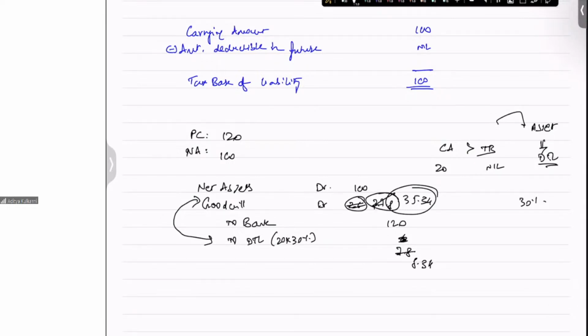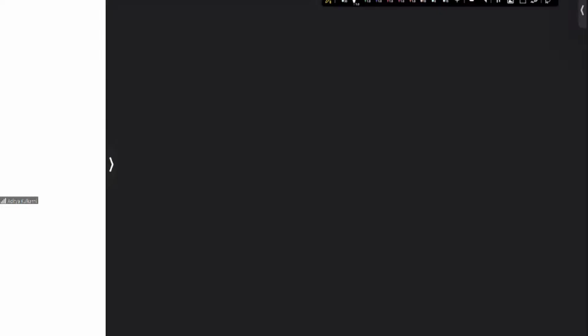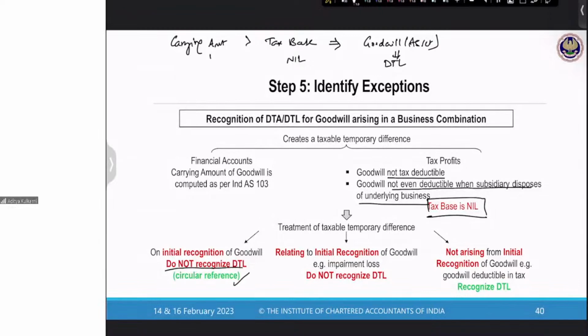See, it's not coming down. The deferred tax is going on increasing, so the goodwill component goes on increasing, and they are mutual. That means one increases, the other also increases. So you are going around in circles. That is why you are having an exception. The reason is circular reference.